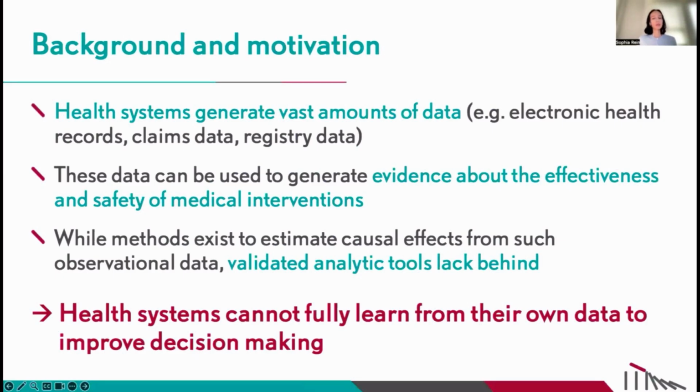And so while the theory and methods exist to estimate the causal effect of medical interventions from such observational data sources, the validated analytic tools to implement these methods at scale currently lag behind. And so as a result of this lack of tools, health systems cannot fully learn from their own data to improve decision-making within the system itself.